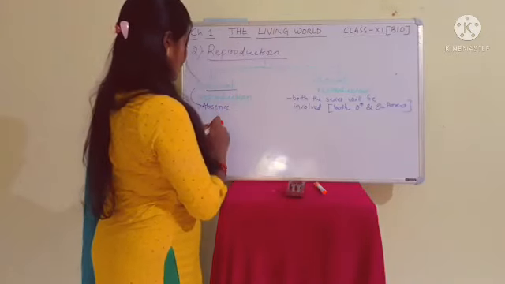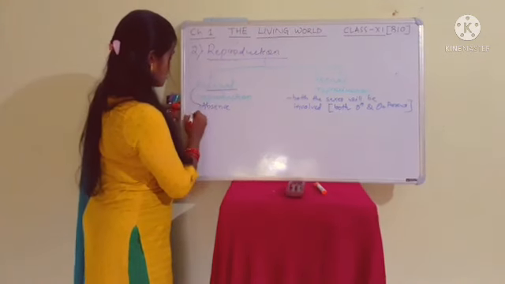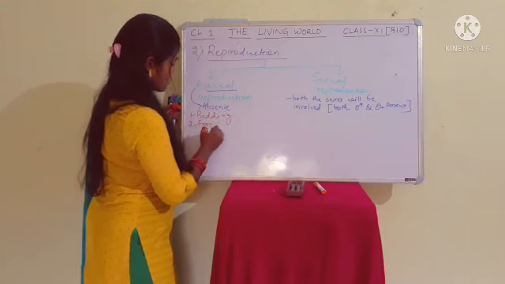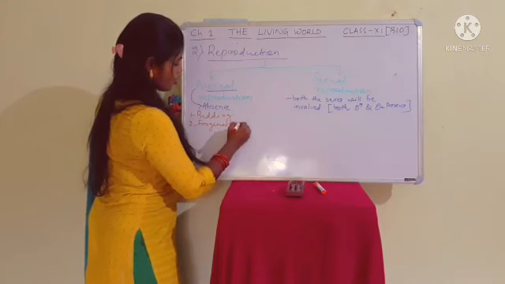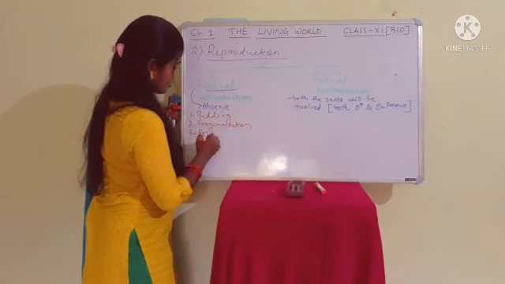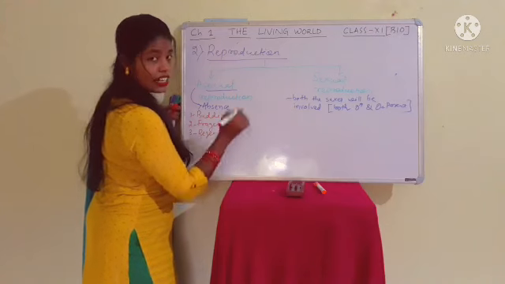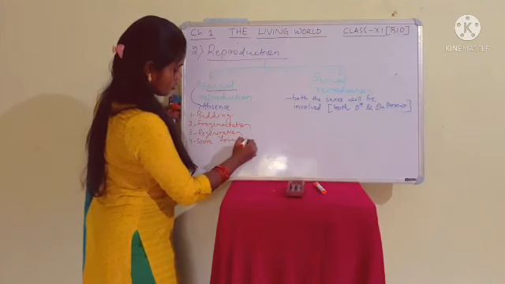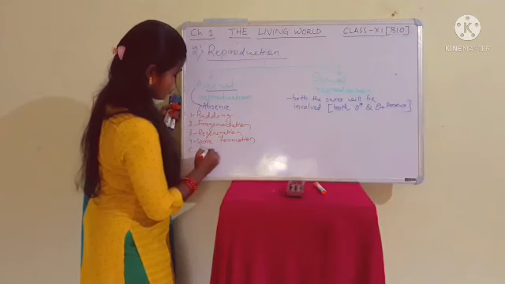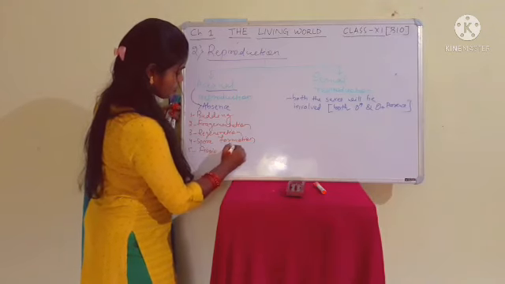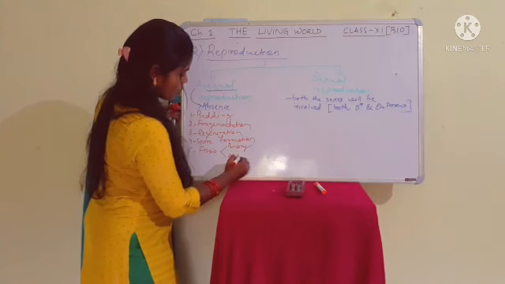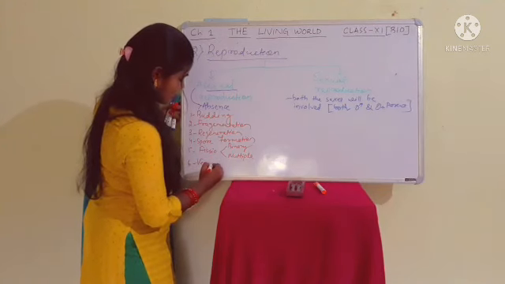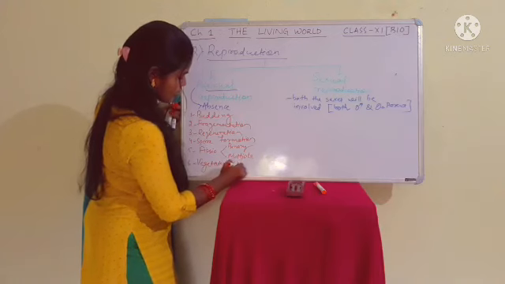I will write that first one is budding, second one is fragmentation, third one is regeneration, and fourth one is spore formation, fifth one is fission. It is of two types. One is binary fission, another one is multiple fission. And number 6 is vegetative propagation.